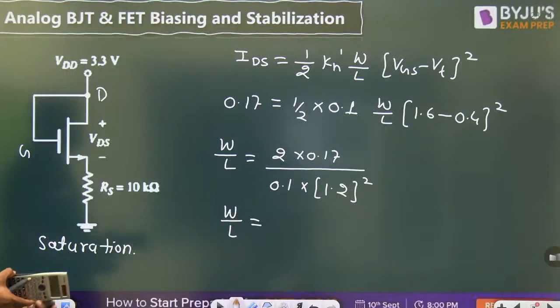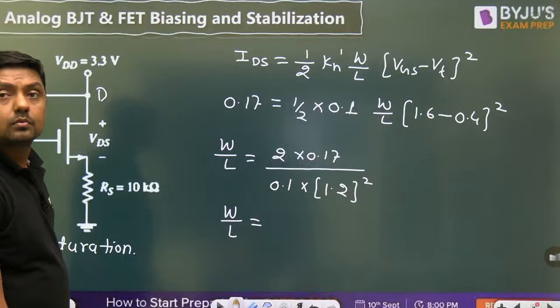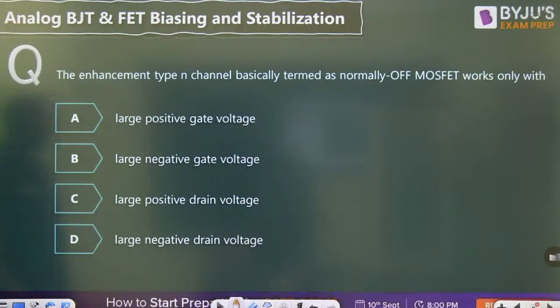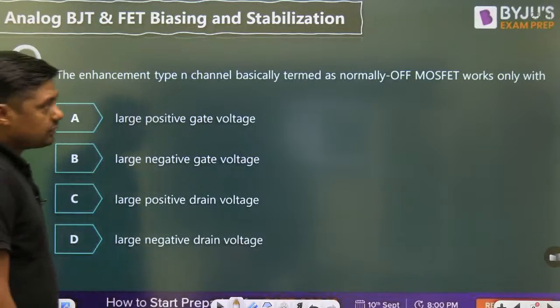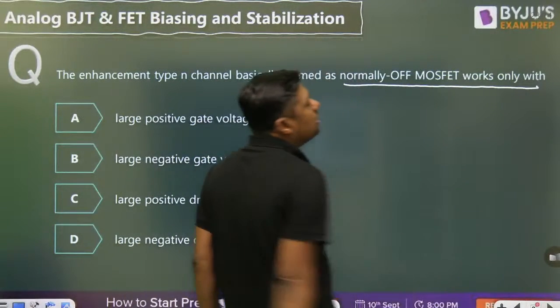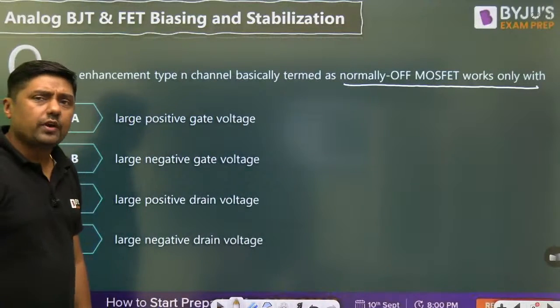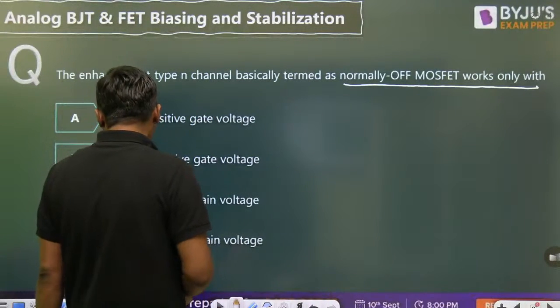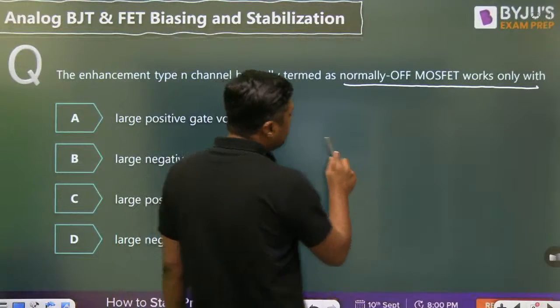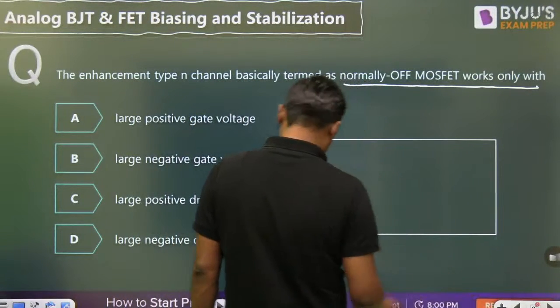Yes, 2.36. Right. Now, next one. Enhancement type N channel, basically termed as normally off MOSFET. Normally off MOSFET works only with... Which MOSFET is known as normally off MOSFET? E MOSFET or D MOSFET, everyone?